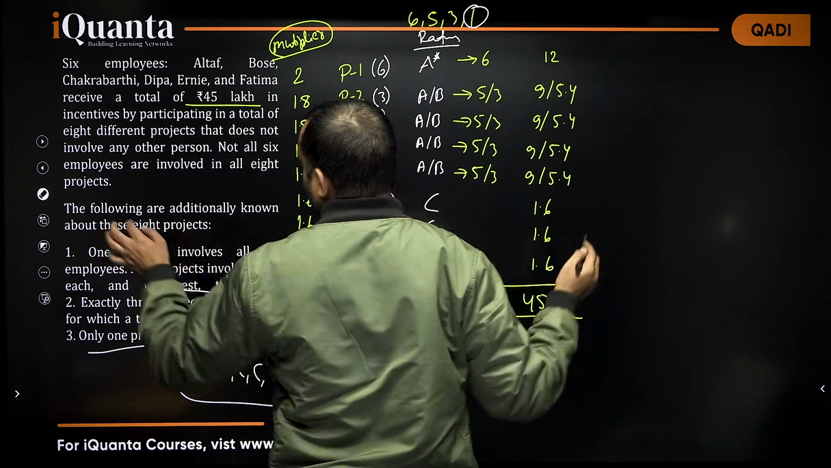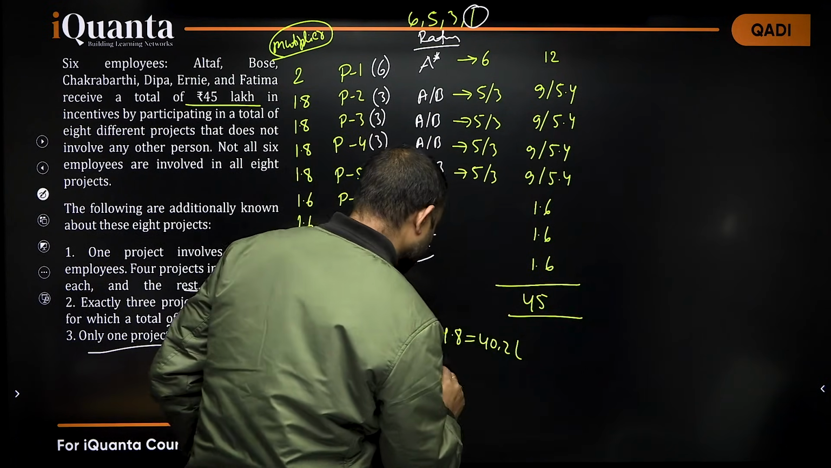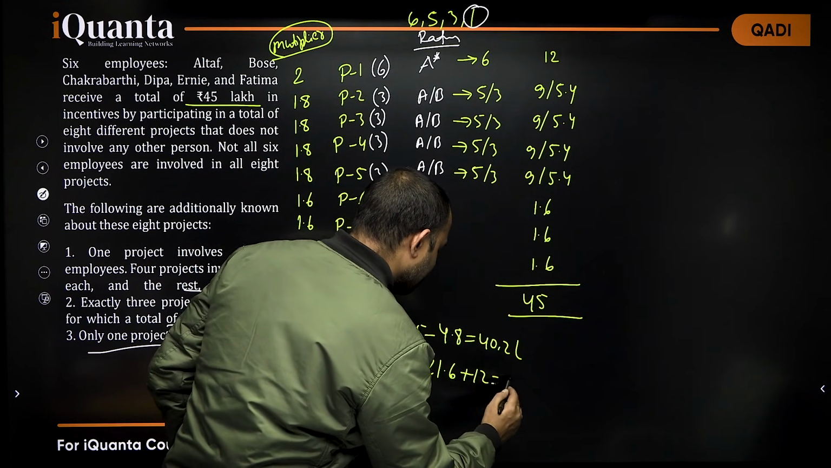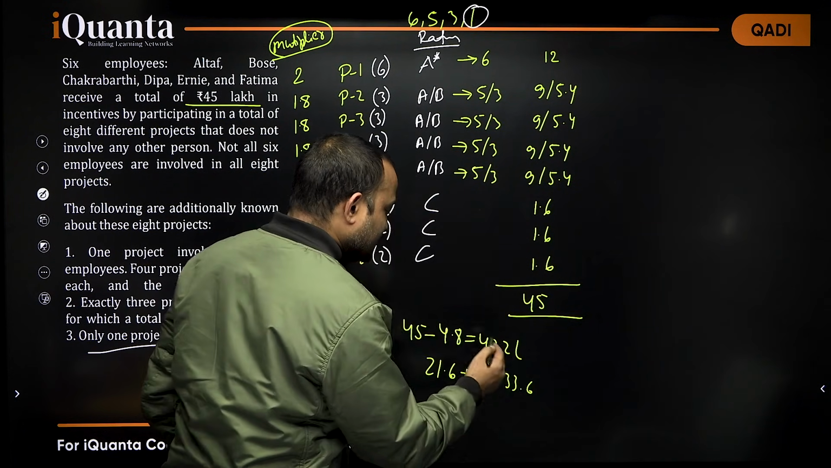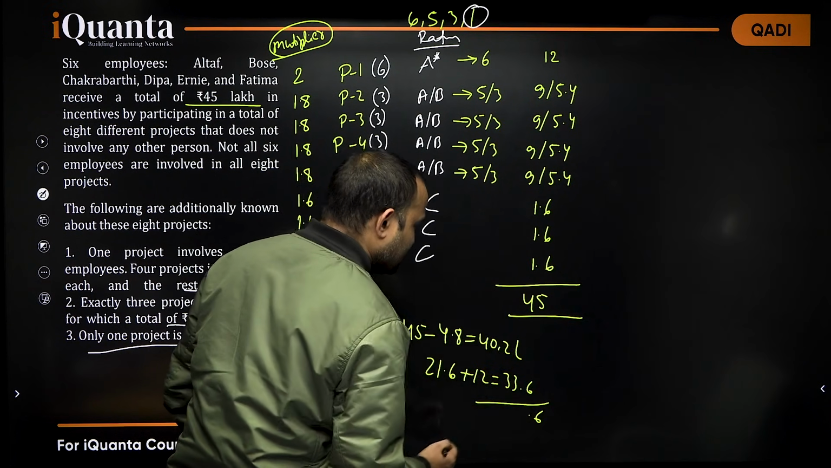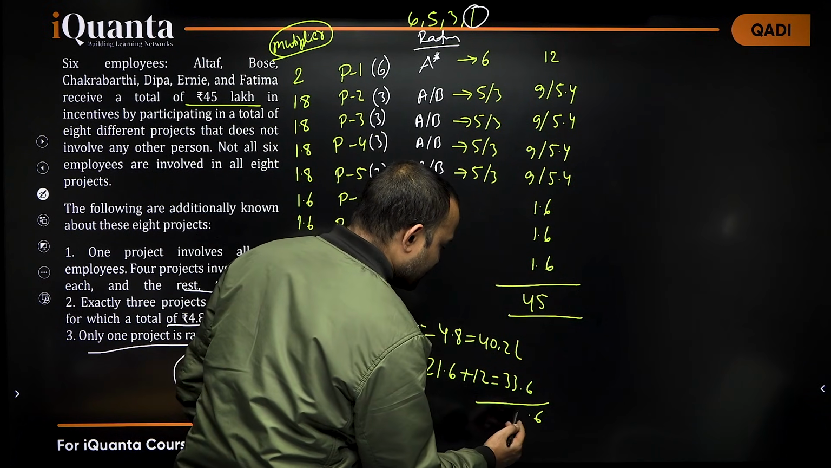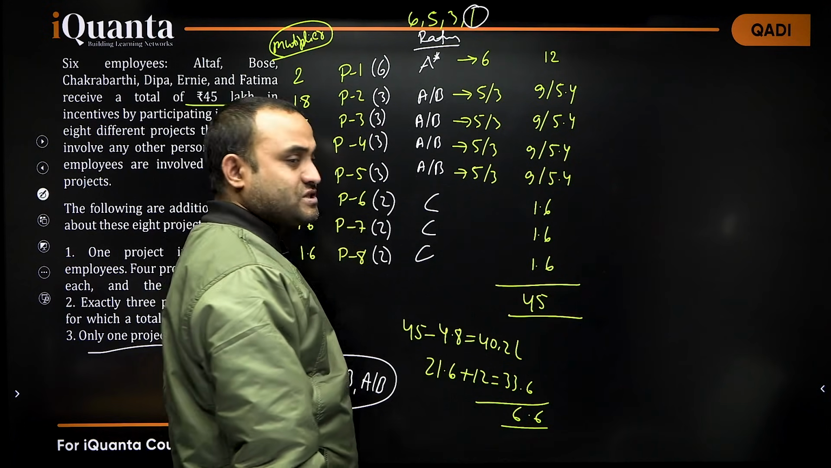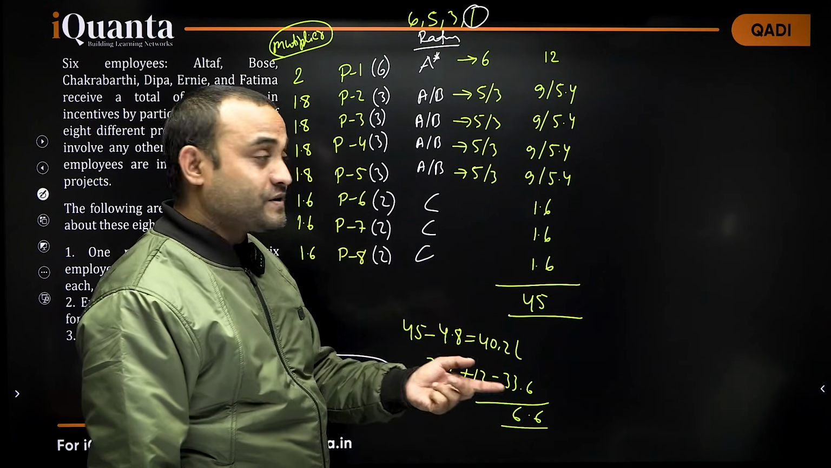21.6 plus 12 is equal to 33.6. What's the difference from here? The difference from here is 12 minus 6 is 6. Then 39 minus 33 is 6. The difference is 6.6. How can we manage that difference?